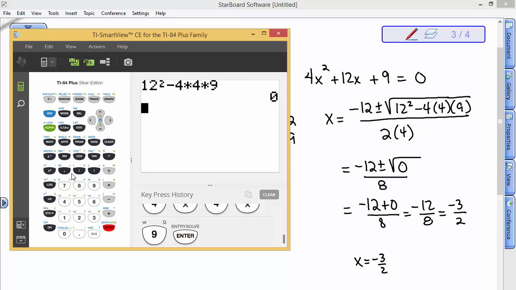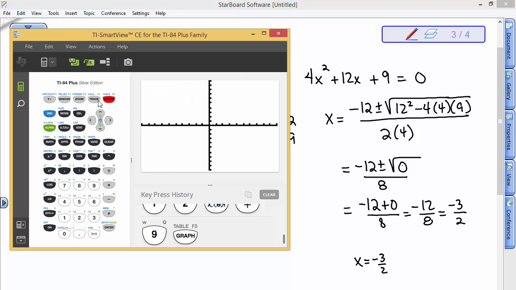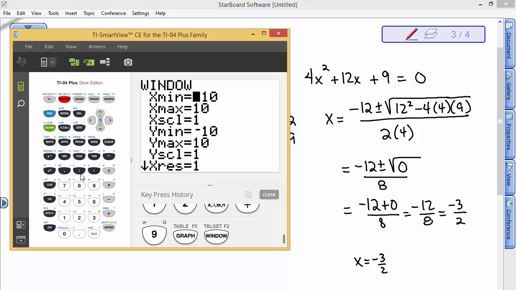Check out the picture of this. When we graph 4x squared plus 12x plus 9. Remember, I'm looking for where it crosses the x-axis, but I think it crosses the x-axis at just a negative 1.5. And so what happens is this parabola just touches right here at a negative 1.5. I'm going to change my window. I'm going to go from, I think I'll go from a negative 3 to 0. My x, I'll go from a negative 3 to 0.